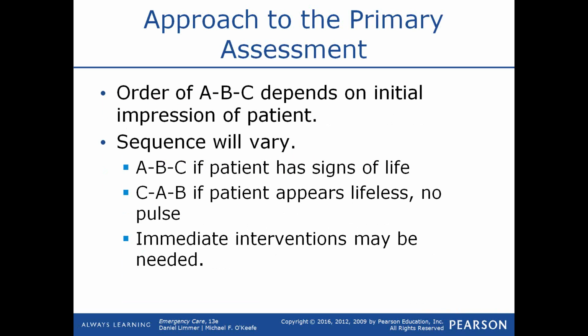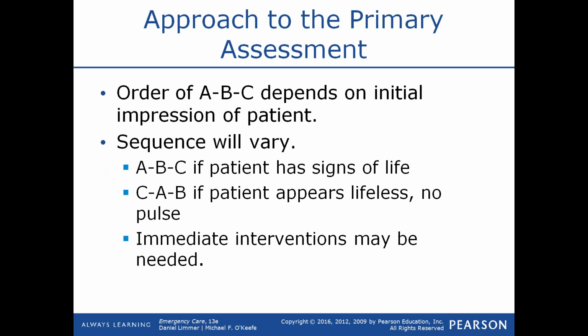The order of the ABC depends on the initial impression of the patient. And what they mean by that is that the sequence may vary. The American Heart Association teaches us that, if a person is unresponsive and has no pulse, then we start with circulation first, chest compressions, and then airway and breathing after 30 chest compressions. Where normally we're going to look at the airway first, assess their breathing, and then check their pulse and look for serious bleeding.